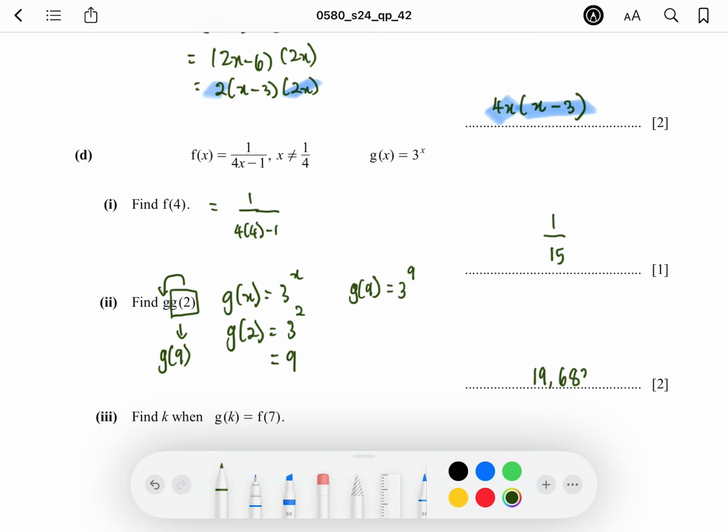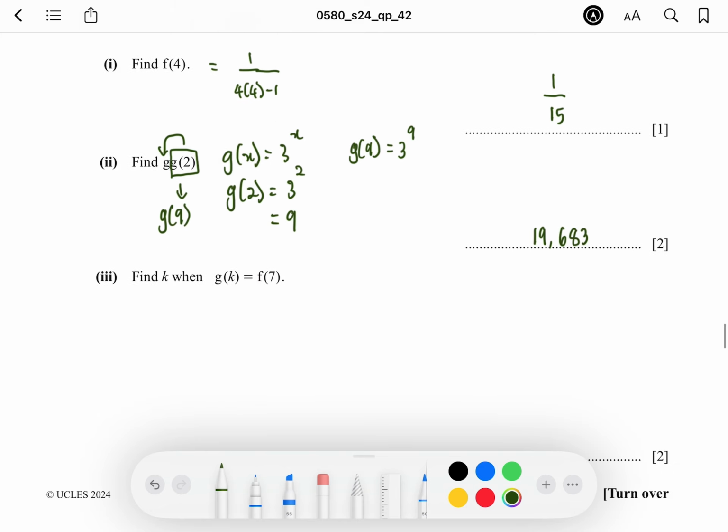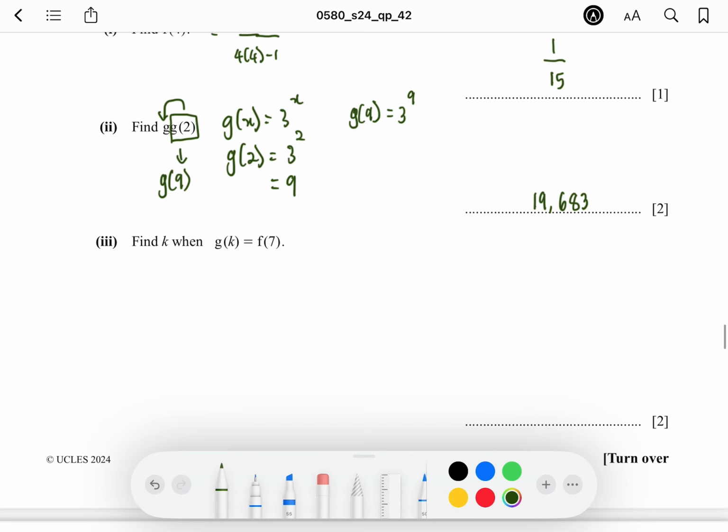What does that A mean? Which one did you just learn? It is not G of 2 times G of 2. Evaluate first the function nearest to the value, and then put that result into the function. Okay, that's a composite function.